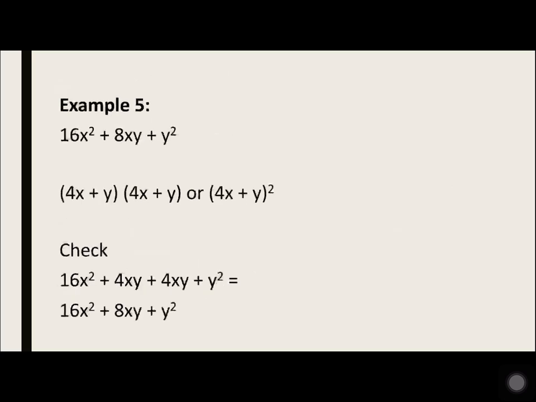Example 5, 16x squared plus 8xy plus y squared. 16x squared would be 4x times 4x. Y squared is y times y. FOIL to check. 4x times 4x, 16x squared. Outside, 4x times y, 4xy. Inside, y times 4x, 4xy. Order those letters alphabetically. Last, y times y, y squared. Like terms in the middle, 4xy plus 4xy, 8xy.